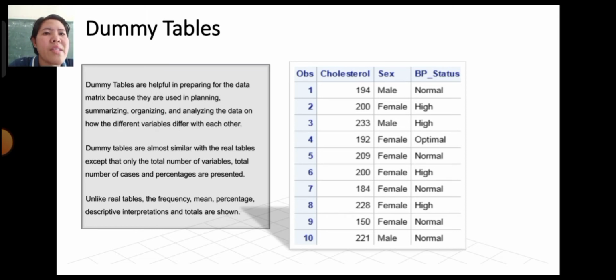Okay, we have here an example of dummy tables. Okay, when we say dummy tables, hindi pa siya na-organize. So, kailangan pa siyang i-organize or i-arrange.